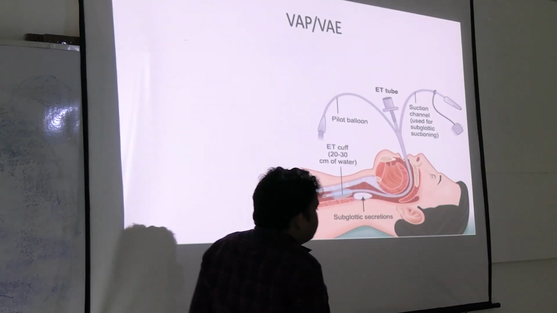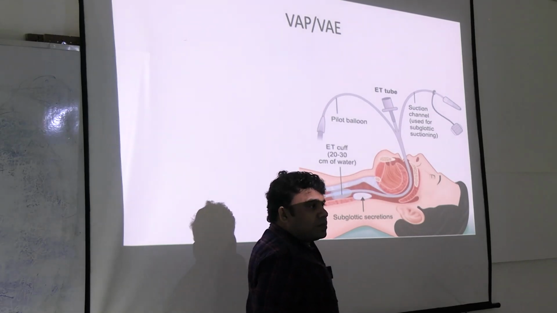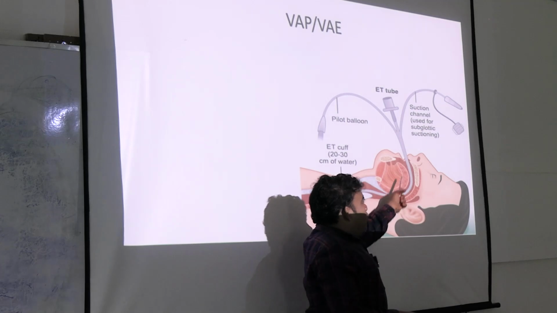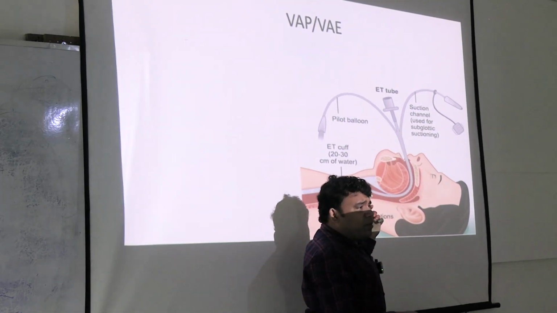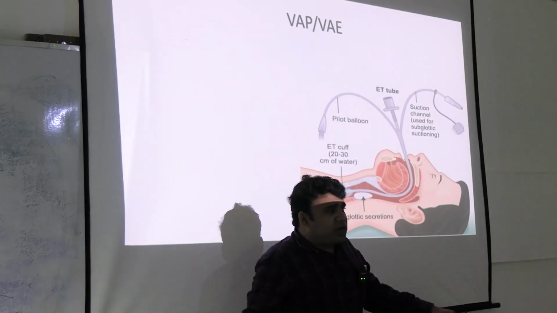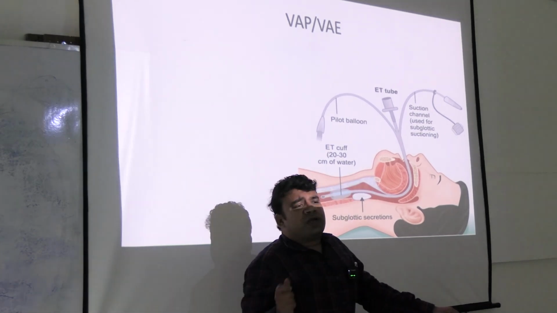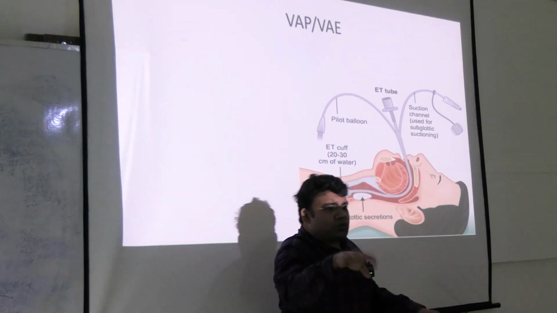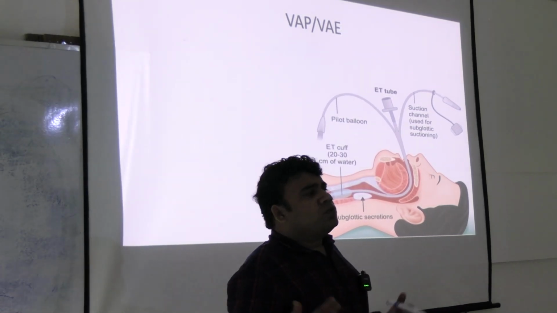First, the oral cavity of the patient has many microorganisms. Oral cavity and the pharynx, oropharynx, all these organisms may get collected in this region that is above the balloon, and these secretions will have the patient's own organisms. If this balloon is displaced or the endotracheal tube is displaced, what will happen? This secretion will go into the respiratory tract and cause infection, that is, end up with pneumonia.